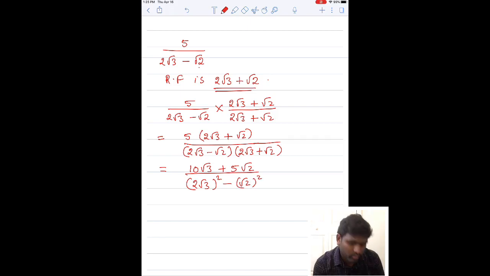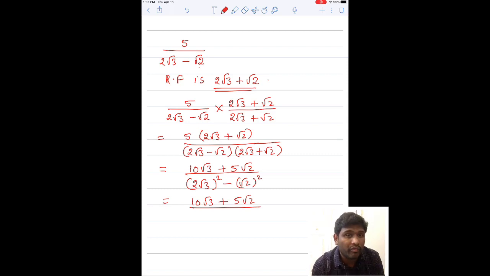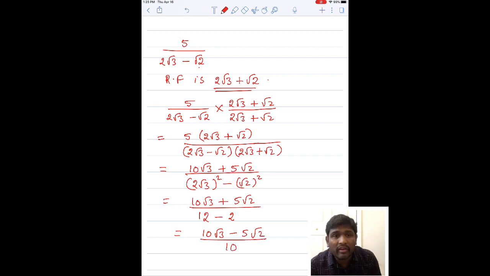It will be (2 root 3) square minus root 2 square. So the numerator is 10 root 3 plus 5 root 2. Denominator: 2 square is 4, root 3 square is 3, so 4 times 3 is 12. 12 minus, here the square root gets cancelled, 2. So that is nothing but 10 root 3 plus 5 root 2 divided by 10. If you observe here, the denominator is 10, which is a rational number. So you have rationalized the denominator.